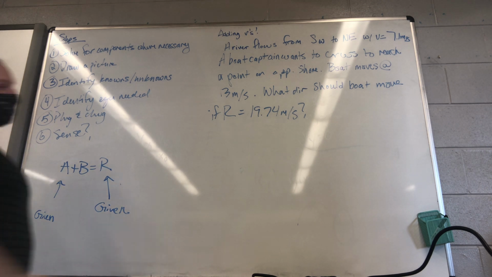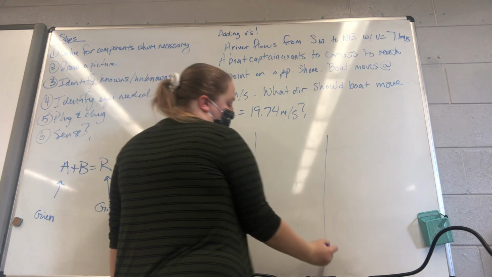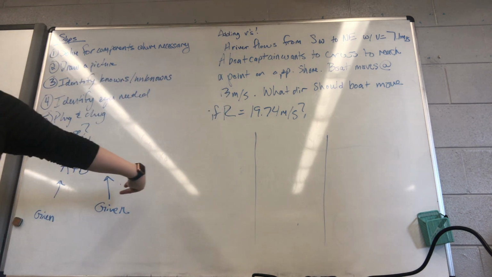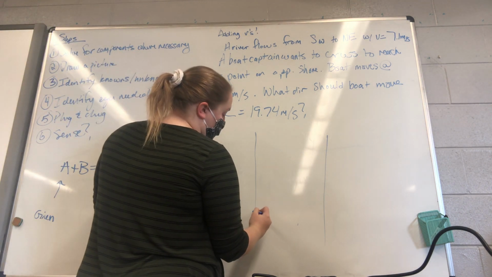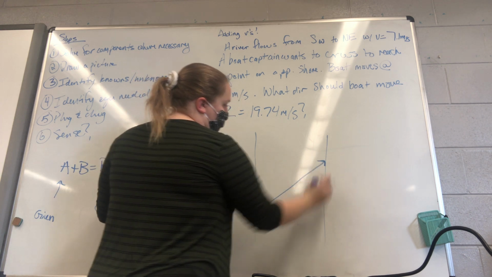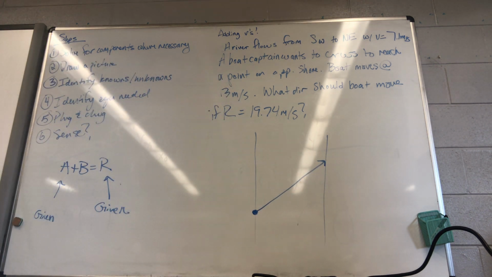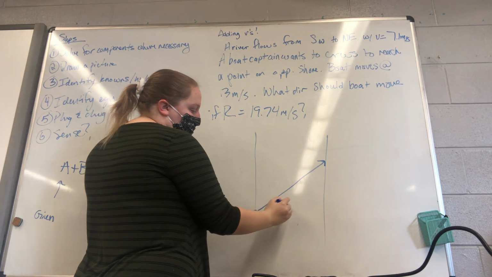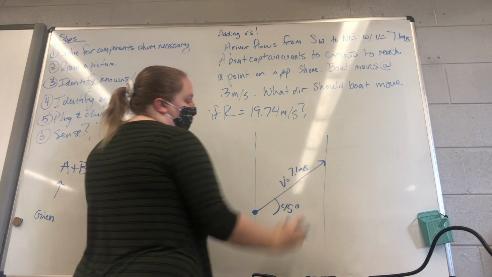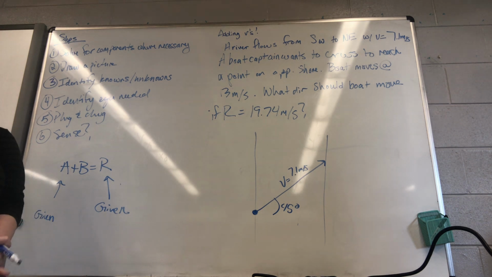From southwest to northeast. So I'm going to draw myself a river. That's where I'm going to start. Southwest is third quadrant, right? Northeast would be first quadrant. I think the implied angle here is 45 degrees because it's moving at that angle. And it says V equals 7.1 meters per second.